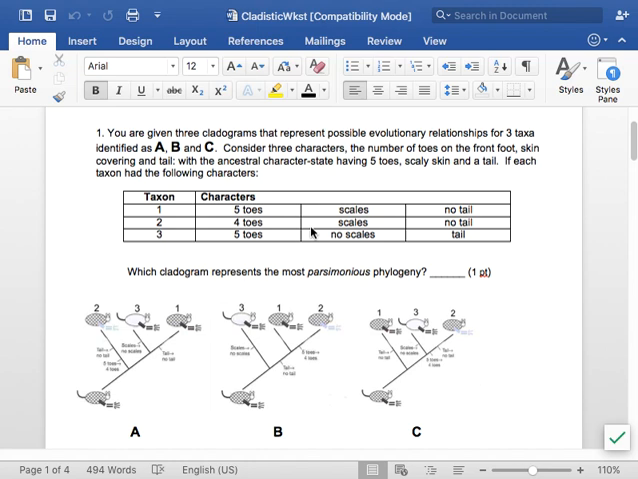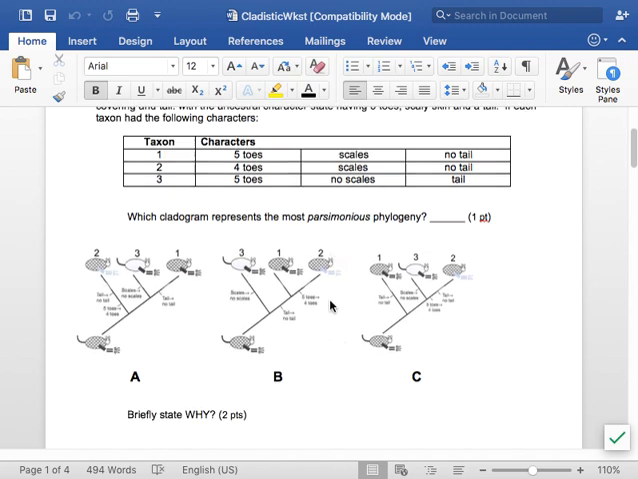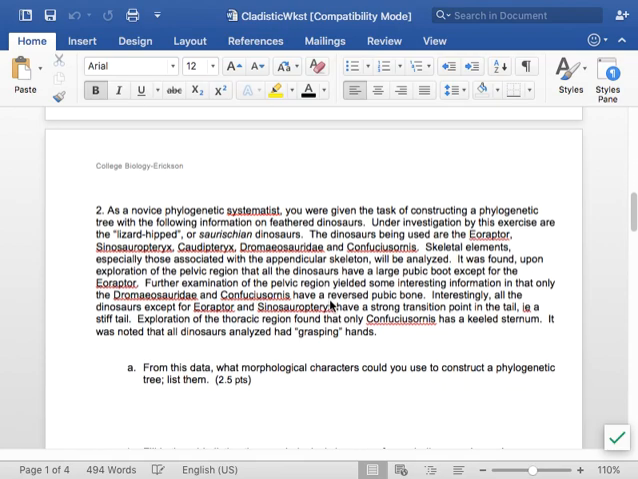Okay, if you looked at A, it says tail to no tail, and then you notice that it's over here too. Well, that just usually doesn't happen in nature, where this doesn't have a tail, tails reappear, and then the tails disappear again. So, just looking for that stepwise fashion. Okay, so you have to briefly explain why, 2 points.